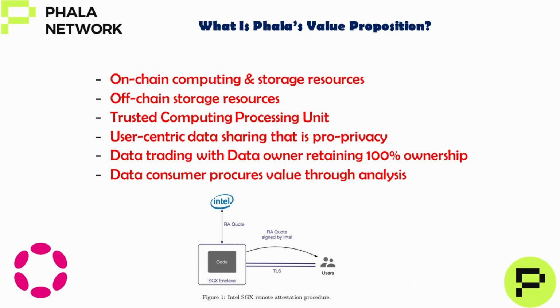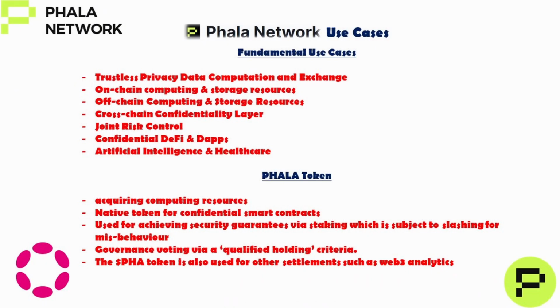Use cases for the Phala token: acquiring computer resources. The Phala token PHA is used for acquiring computer resources. It's the native token for confidential smart contracts. The Phala token, PHA, is also used for achieving security guarantees via staking, which is subject to slashing for misbehavior. The Phala token is also used for governance voting via a qualified holding criteria. The Phala token is also used for other settlements such as Web3 analytics.